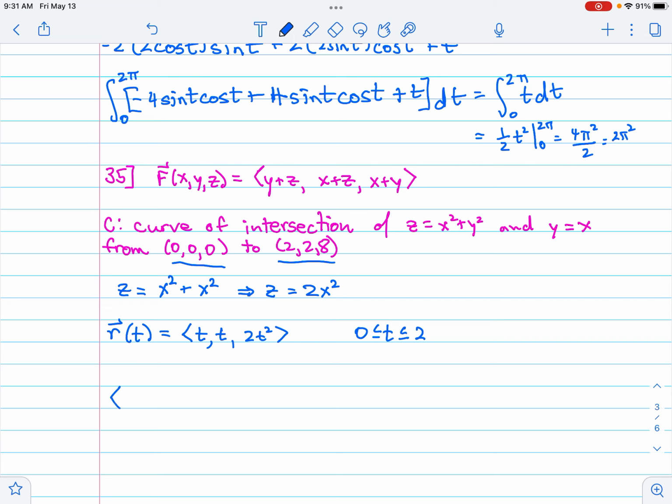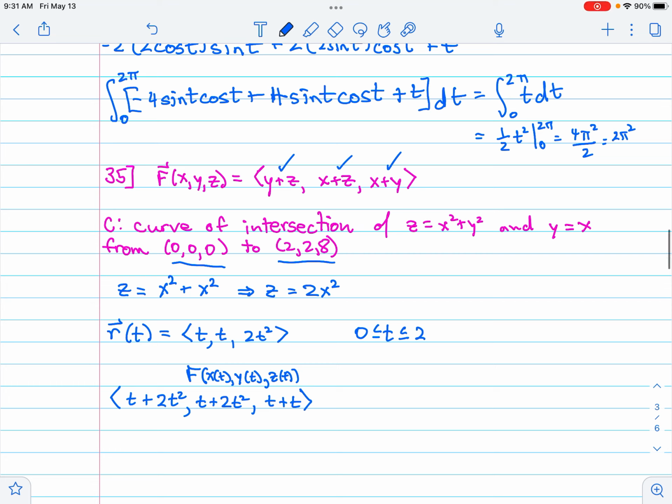So let's see what we've got here. Here is the function, here is the vector field, f of x, y, z. So we've got y plus z, that's going to be t plus 2t squared. Okay? And then we've got x plus z, so that's going to be t plus 2t squared. And then we've got x plus y. That's just t plus t. Okay? So this is f of x of t, y of t, z of t. That's what this is.